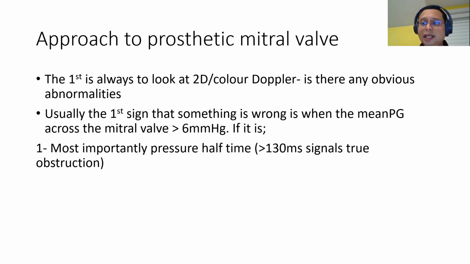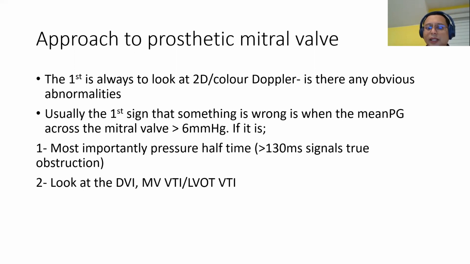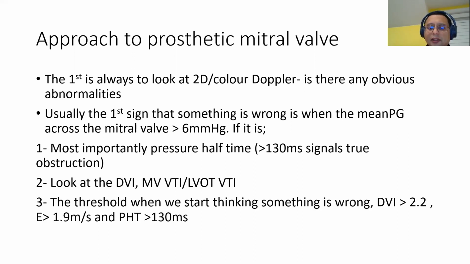And another one is dimensionless index that is more than 2.2. Dimensionless index for prosthetic mitral valve is different from prosthetic aortic valve. For prosthetic mitral valve, it is a VTI of the mitral valve over VTI of LVOT. Okay, I tell you one more time. The dimensionless index is the VTI of the mitral valve over the VTI of the left ventricular outflow tract. So you look at the DVI.